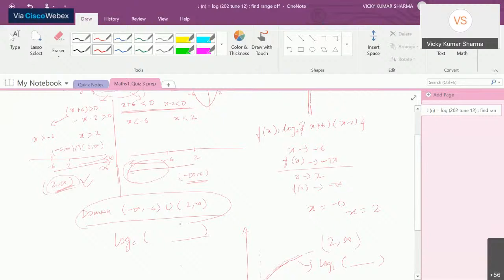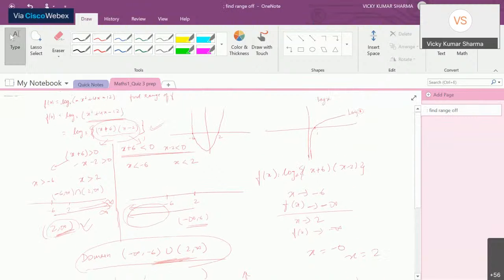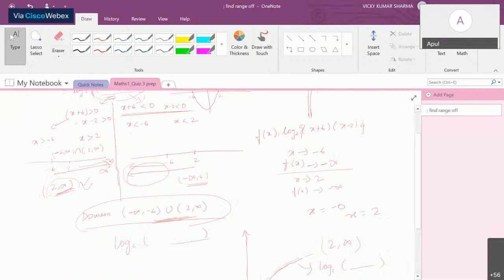So that's why we found out our domain for that function. If you take any value, let's say x equals 0, which is not in this domain, now try to understand what this becomes. It will give you minus 12, right? That's why we restricted our domain for this.